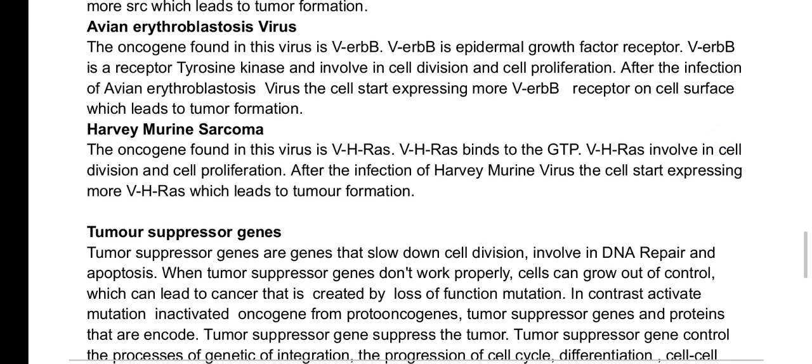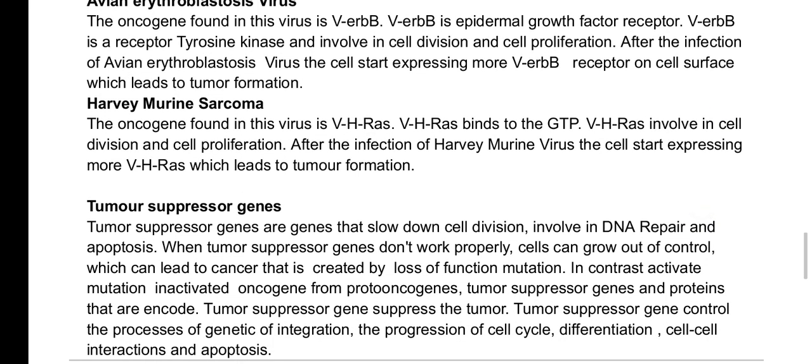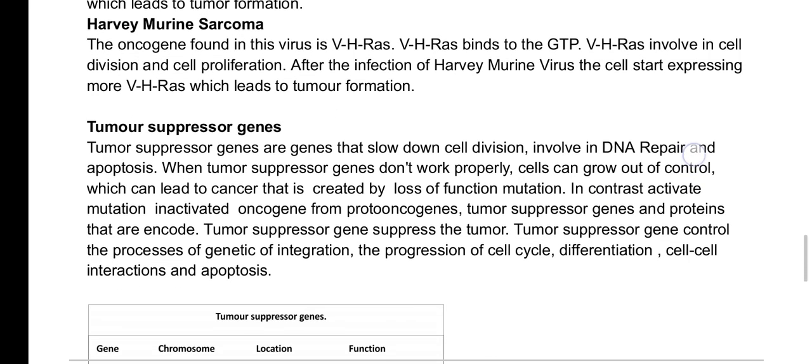The avian erythroblastosis virus. The oncogene found in this virus is V-ERB. ERB is the epidermal growth factor receptor. V-ERB is a receptor tyrosine kinase involved in cell division and cell proliferation. After infection with avian erythroblastosis virus, the cell starts expressing more V-ERB receptor on the cell surface, which leads to tumor formation. Then Harvey murine sarcoma.